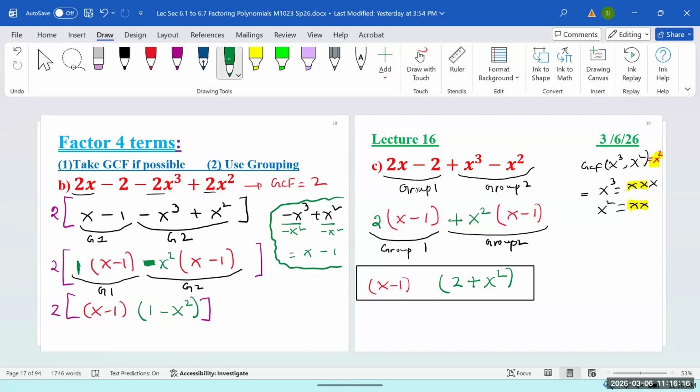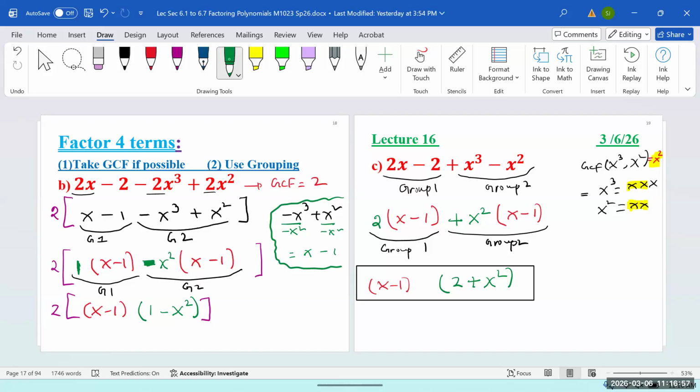But how about 1 minus x squared? Can we factor that more? 2 terms, what 2 choices do we have? Either a GCF or what? No, grouping is for 4 terms. For 2 terms, there are only 2 choices. One is GCF. What's the second one? Difference of perfect squares. So there is no GCF here. So it's not a GCF concept. How about difference of perfect squares?